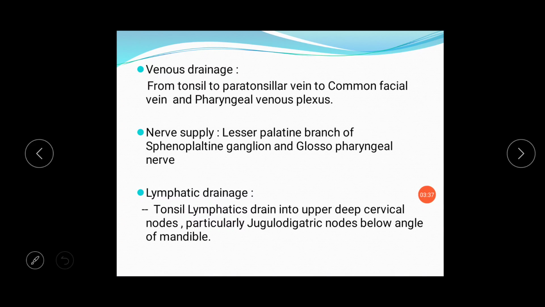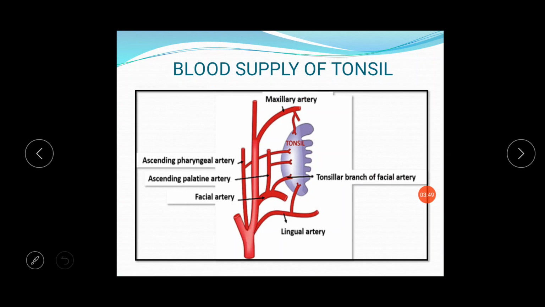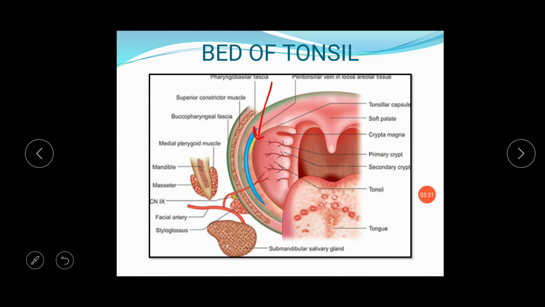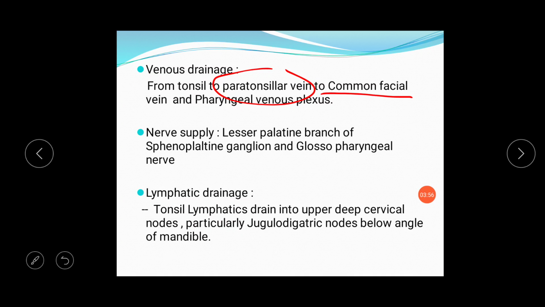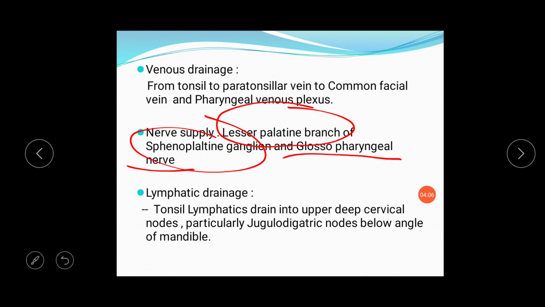Venous drainage. The tonsil usually drains into the paratonsillar vein, which is present in the bed of the tonsil, and from the paratonsillar vein to the common facial vein and pharyngeal venous plexus. The glossopharyngeal nerve and the lesser palatine branch of the sphenopalatine ganglion usually supply the tonsils.